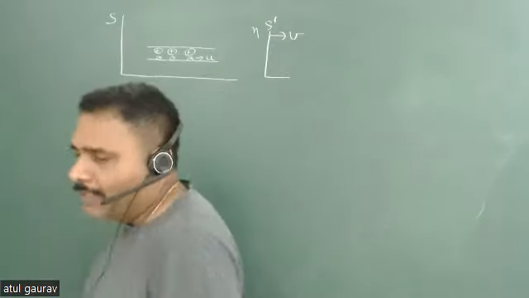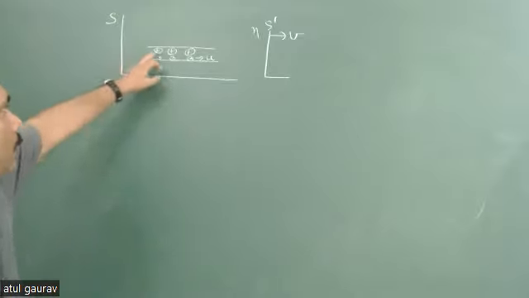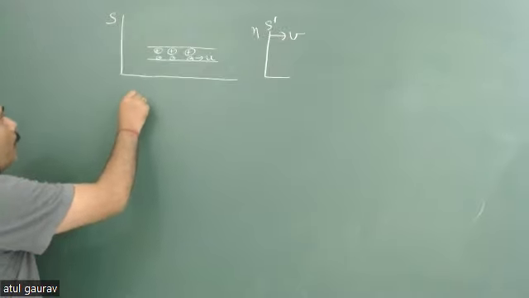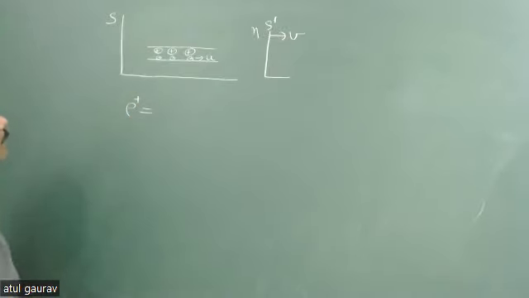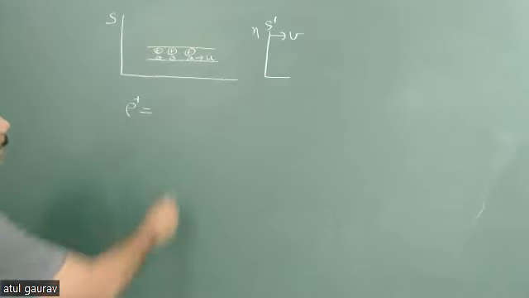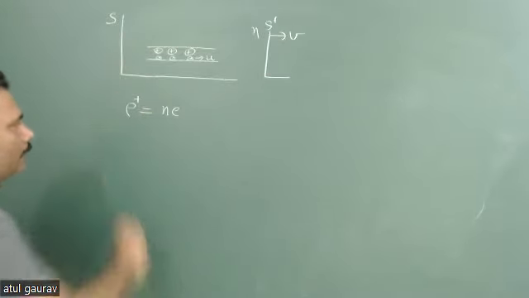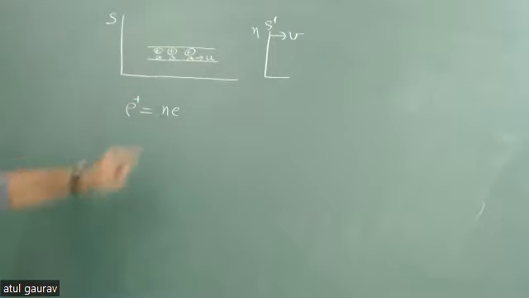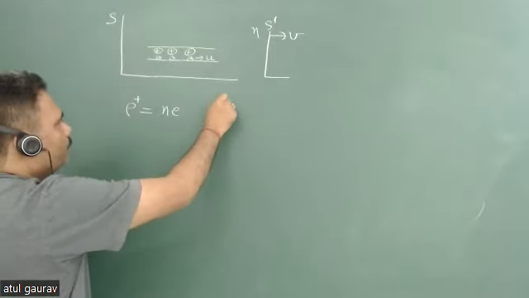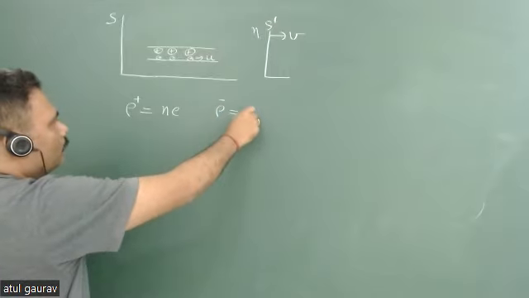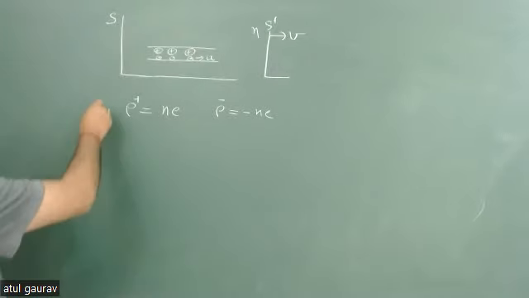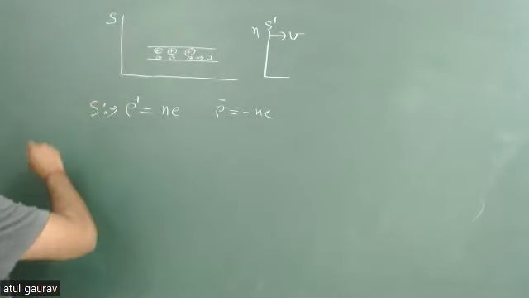First we have two types of charge, one positive and another negative. So what will be rho plus? N into e. N is the number density, e is the charge of the positive charge. So rho plus is Ne. What will be your rho minus? Minus N into e. And we are measuring it from the S frame.